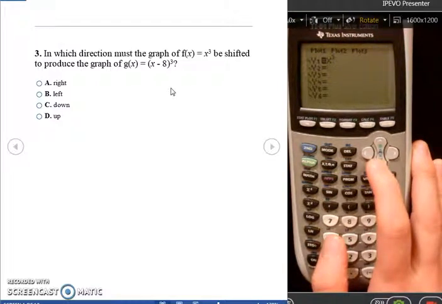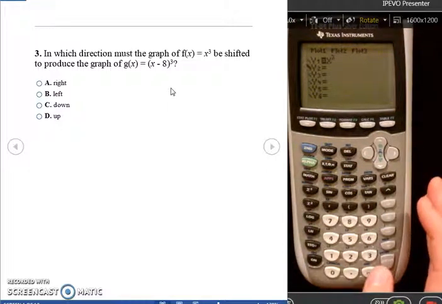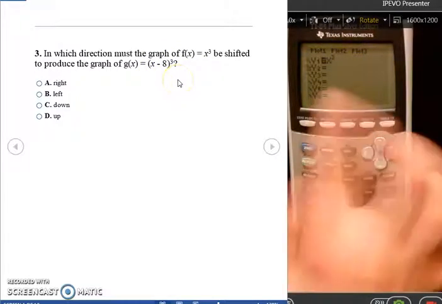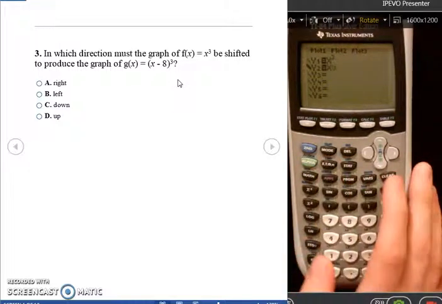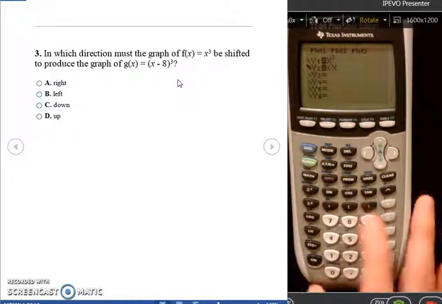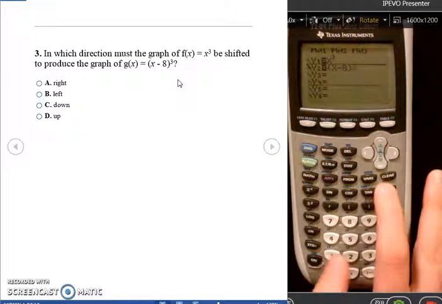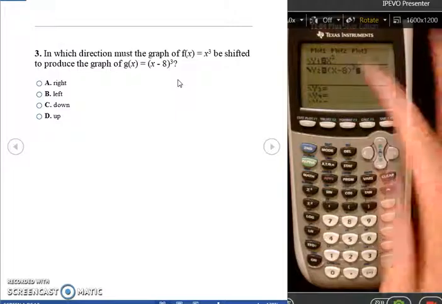And then I'm just going to type x and then caret button 3 for x cubed. And then I go down to y2, and I'm going to change that to a thick line. And then I type in the second graph, and that's going to be, first, parentheses x minus 8 in parentheses, and then caret button 3. Right arrow out of it, and I have them both typed in.